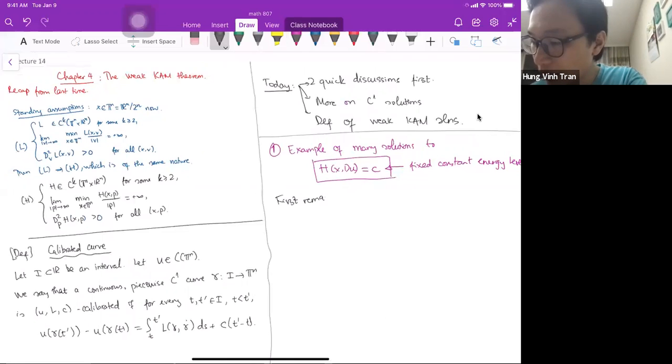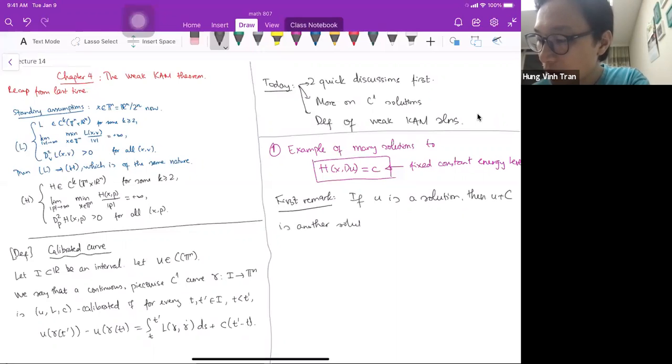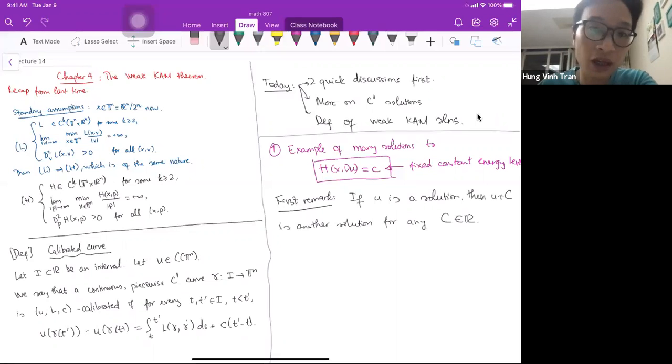remark here, if you look at this equation, is that if u is a solution, then u plus c is also a solution, another solution for any constant c in R, right? Because again, there is no zero order term u here. So when there's no zero order term, if you make the function differ by a constant and you differentiate, that constant goes away. So naturally you already have a family of solutions by adding a constant. So that's the first remark.